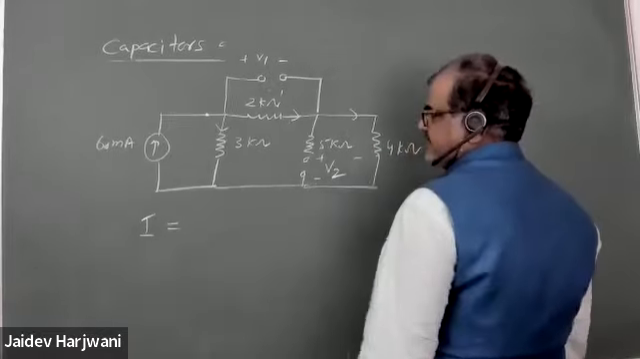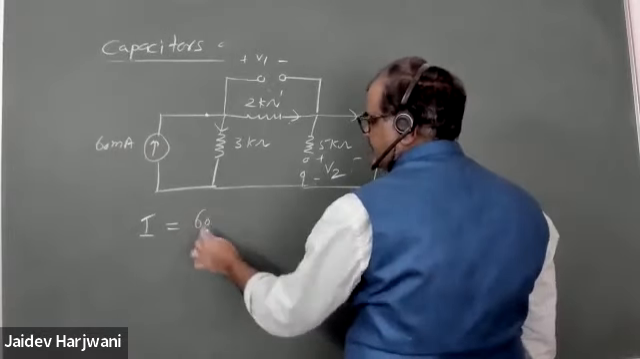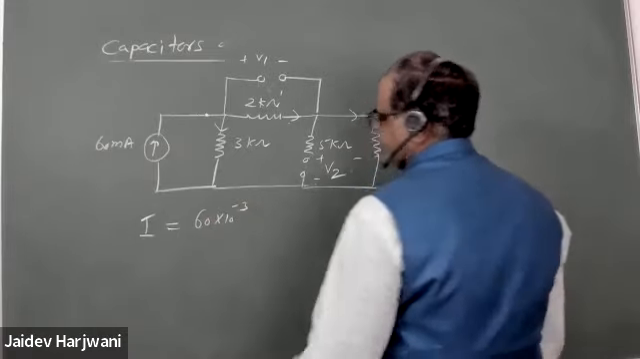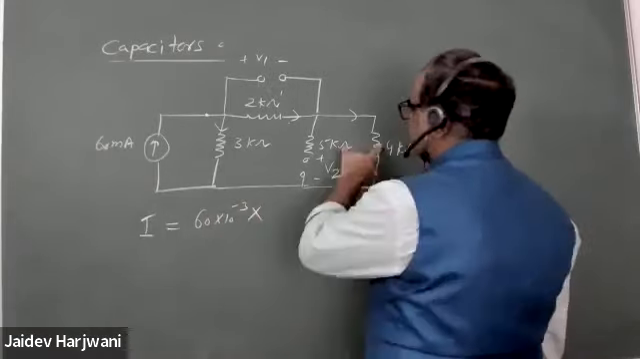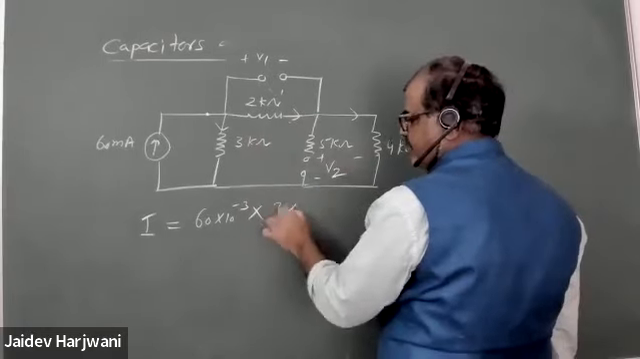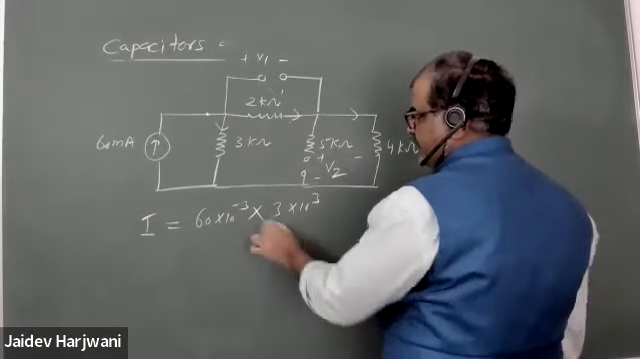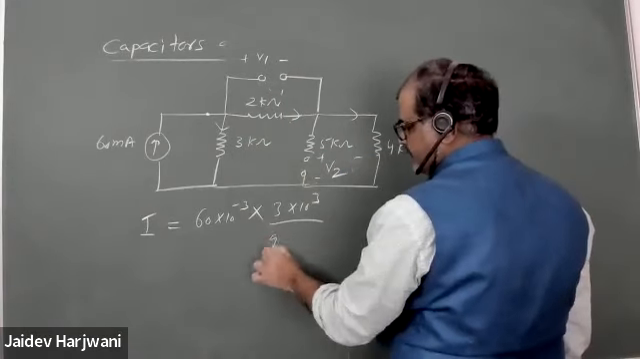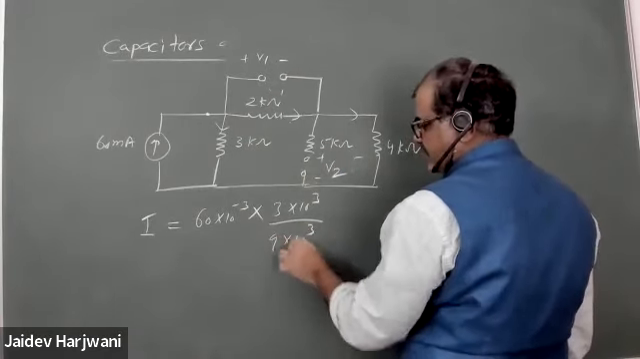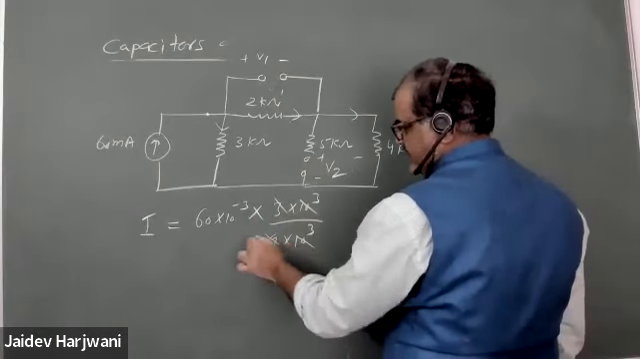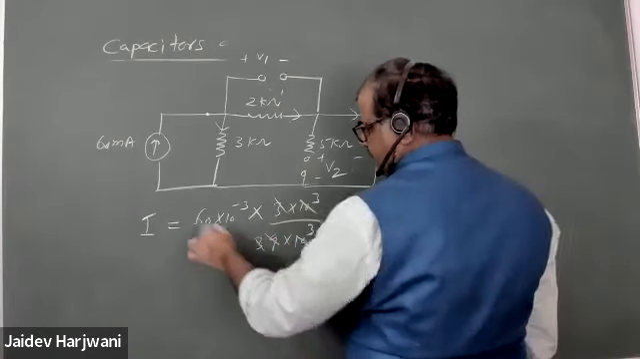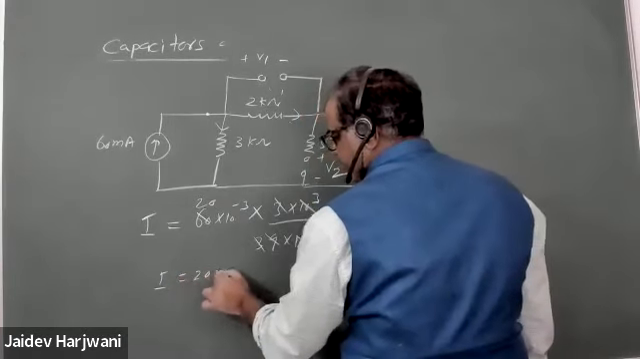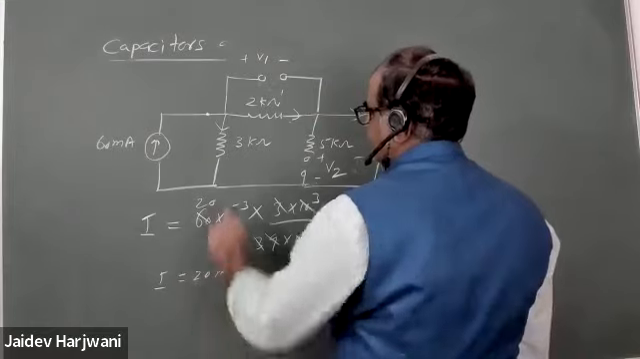So if I apply current division, the required current, say this I going here, I will be current division: 60 milliampere total current into resistance of opposite branch 3 kilo ohm upon total resistance 2, 4, 6, 9 kilo ohm. This cancels 1, 3, this cancels 2, so I is 20 milliampere.